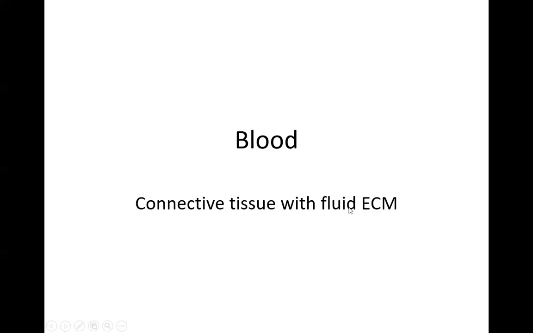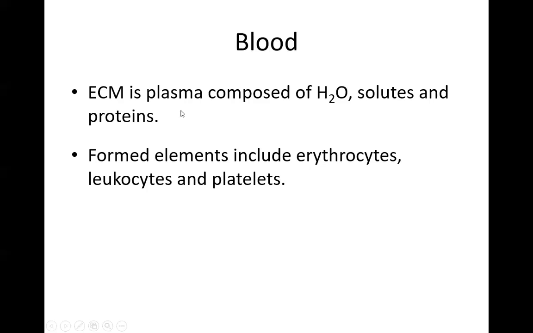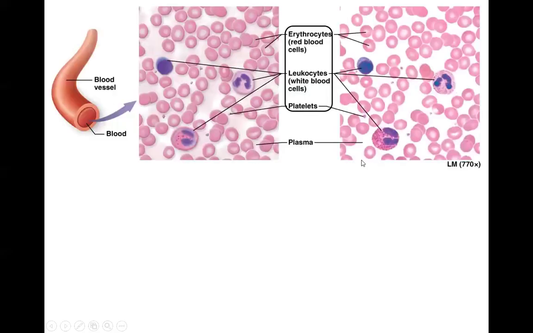Blood is the connective tissue with fluid extracellular matrix. The extracellular matrix is plasma composed of H2O, solutes, and proteins. There are formed elements that include the erythrocytes, the leukocytes, and the platelets.